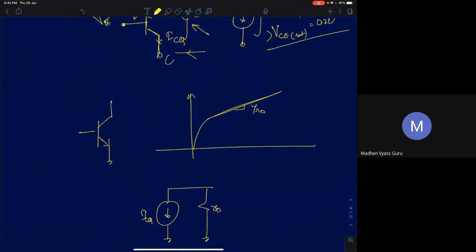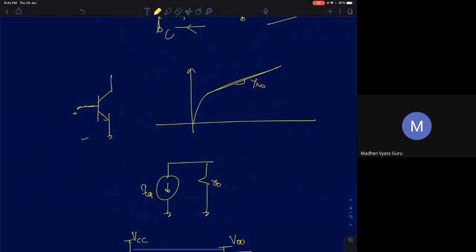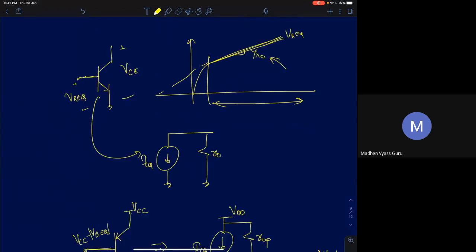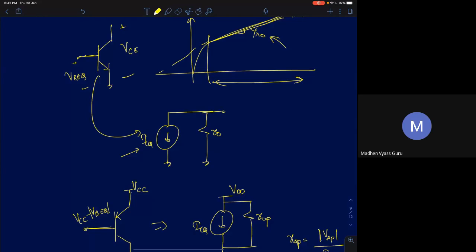So in reality, if you take a BJT, and fix your VBE voltage to some VBEQ and vary your collector to emitter voltage, then the current will also increase slightly. And we know the slope of that is 1 by R naught. We know how to find the slope. Therefore, the actual model of an NPN transistor used as a current source will look like this. There is a constant current source ICQ, and in parallel with it you'll have a resistance of value R naught. R naught is early voltage upon ICQ.